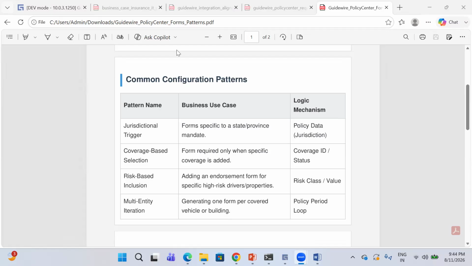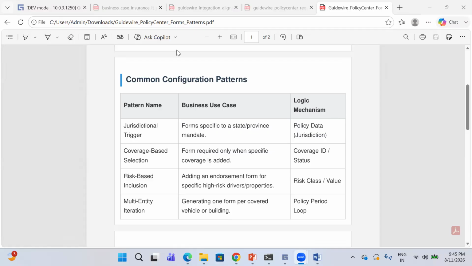Right. So as part of policy form patterns, we must know about the common configuration patterns in Guidewire PolicyCenter. Common configuration patterns, whenever we want to make some configurations, can be for multiple purposes.